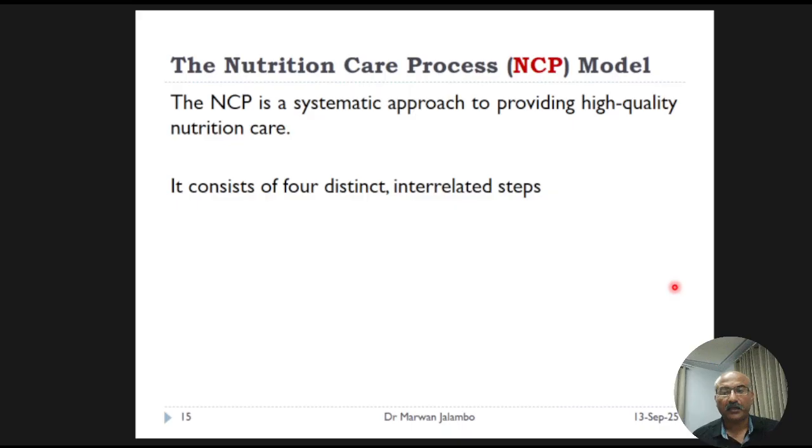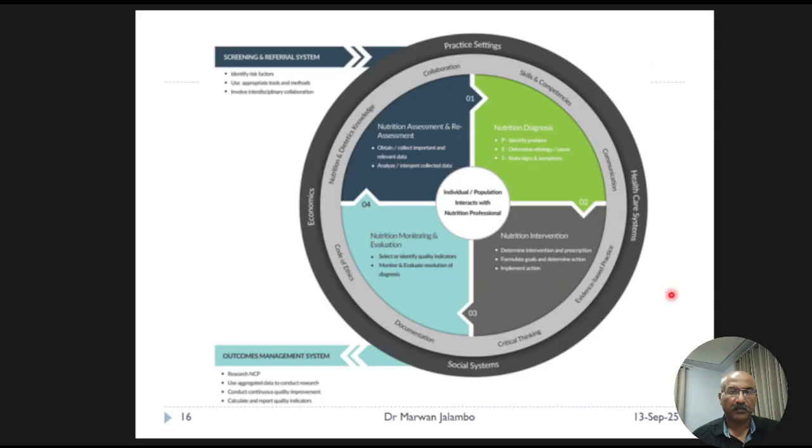working. So the outer rings represent the context in which we work. This includes our knowledge base, skills, evidence-based practice, and critical thinking. Before we clarify these 4 steps, we want to look at this figure, the nutrition care process, or NCP. As mentioned before, it is a systematic framework that we as nutrition professionals use to make decisions and provide high quality care.